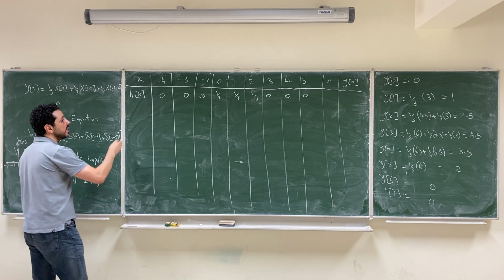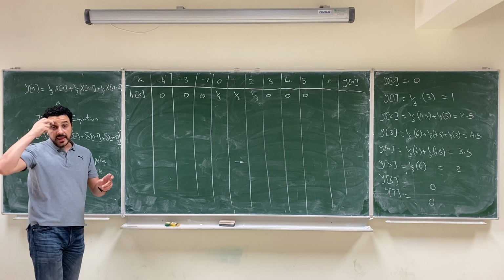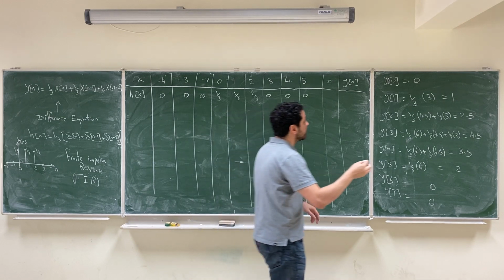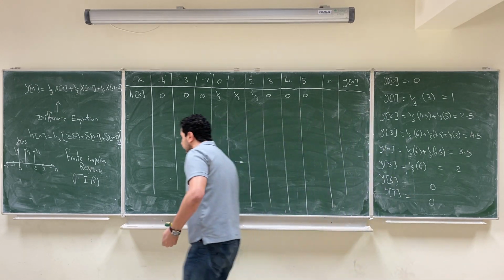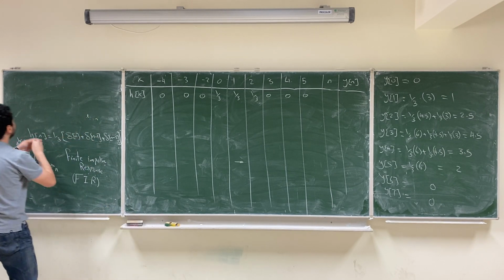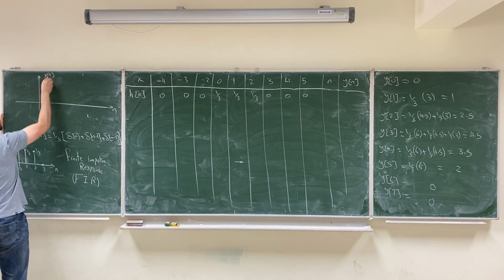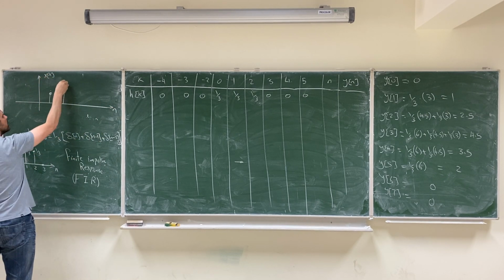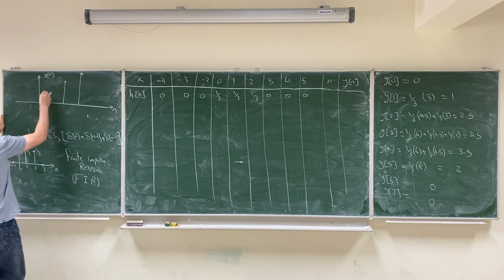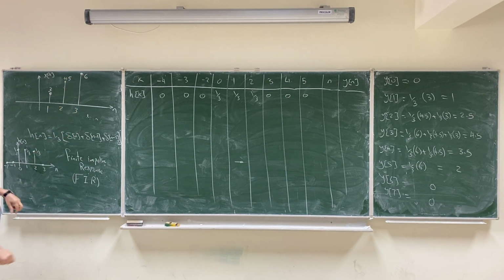Then x of n minus k. We are going to flip the signal x, and let me remind you of the signal x. It looked like this: x of n was something like 3, 4.5, 6. This is our signal x.